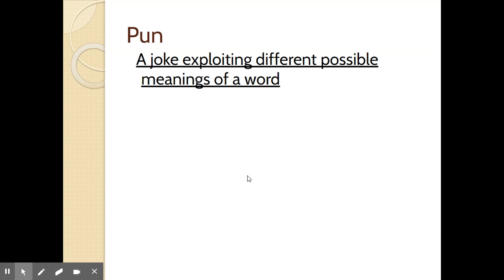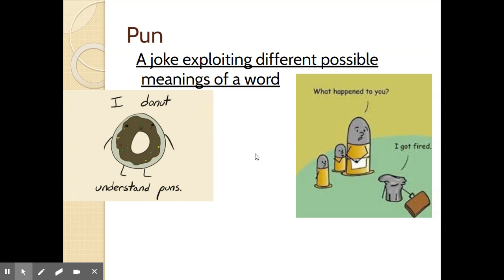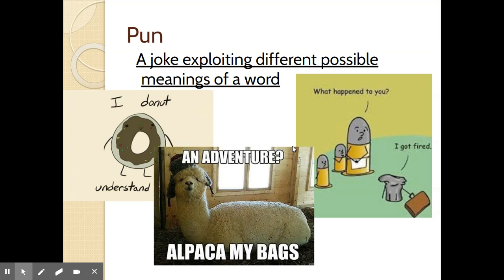A pun is a joke exploiting different words. Puns are supposed to be funny, but they're the cheapest form of entertainment known to man. So examples: I don't understand puns. Aha, it's so silly because it's a donut. Or two: what happened to you? I got fired, and it's a bullet. How silly. And: I'll pack my bags for an adventure, and it's an alpaca. How silly.